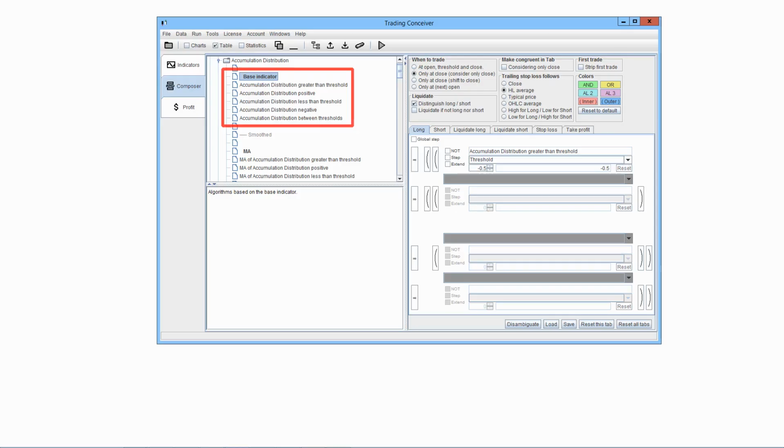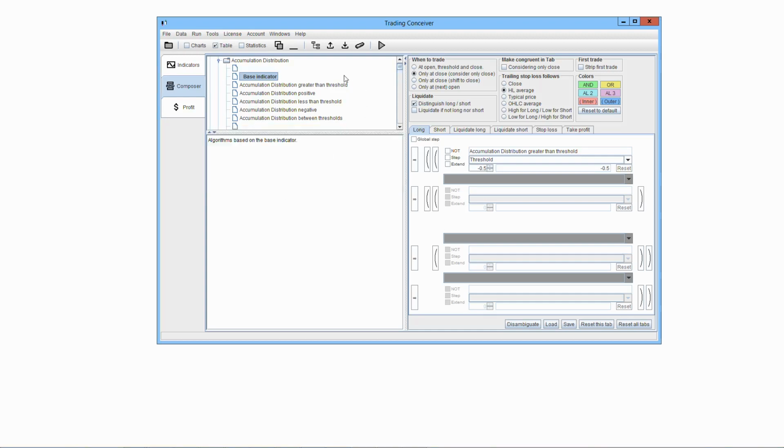Here, the trading algorithms obtained directly from the base indicator are described. The trading algorithms derived directly from the base indicator are: base indicator greater than threshold, base indicator positive, base indicator less than threshold, base indicator negative, base indicator between thresholds.